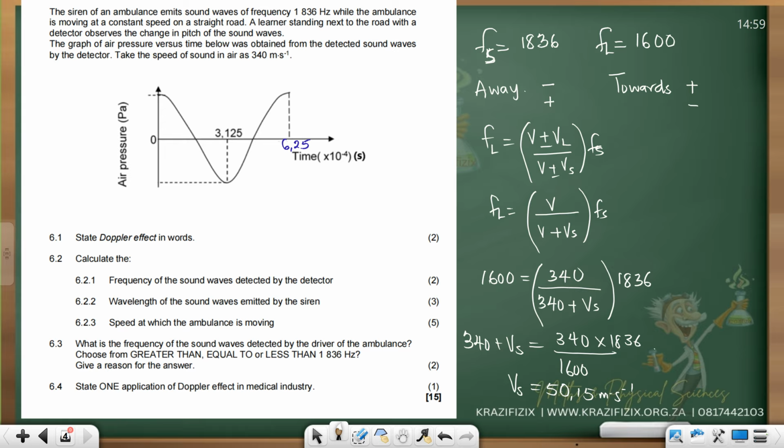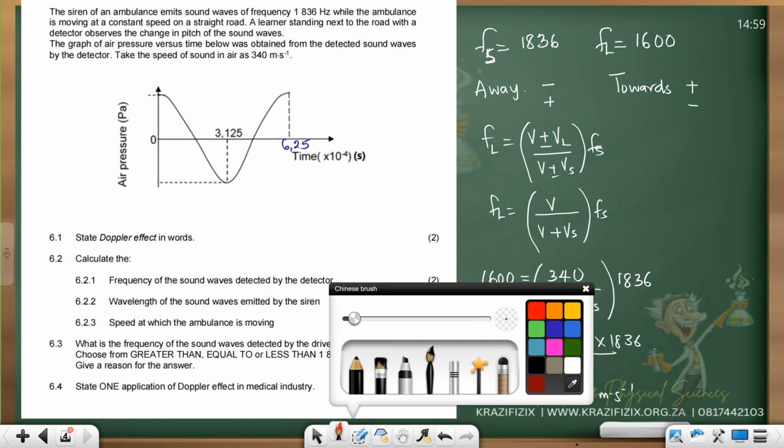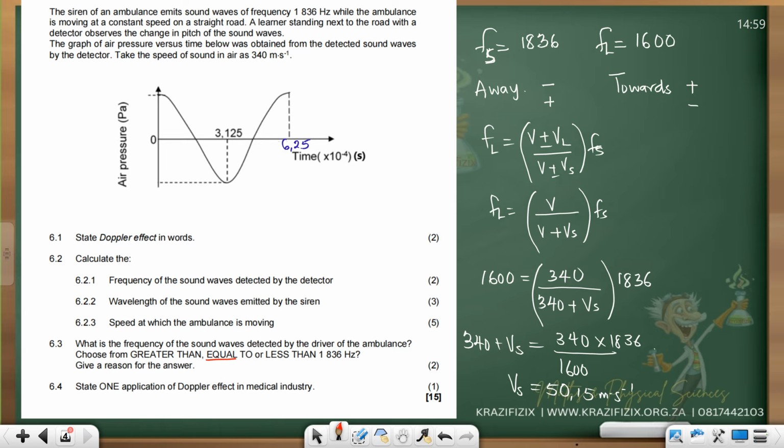What is the frequency of the sound waves detected by the driver of the ambulance? Choose from greater than, equal to, or less than. It is equal to. What's the reason for it being equal? The source and the listener are moving at the same speed. So there's no relative motion. Are we okay? The source and the listener.